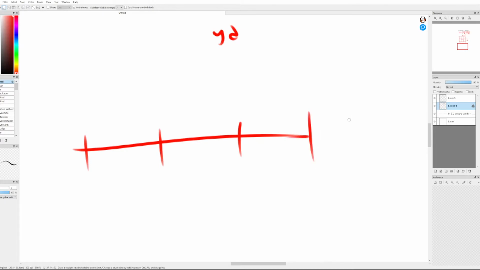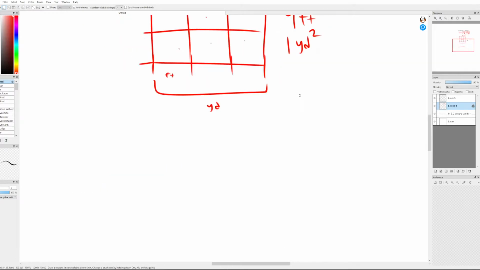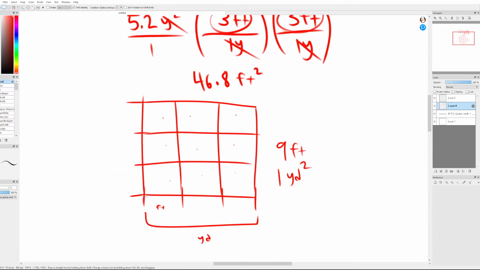Hopefully that makes sense. I probably could have been more concise and direct, but basically the reason why we times it by itself, the 3 feet twice, is because it's not just one number line, it's got 2 because it's squared. Hopefully that makes sense. Yeah.